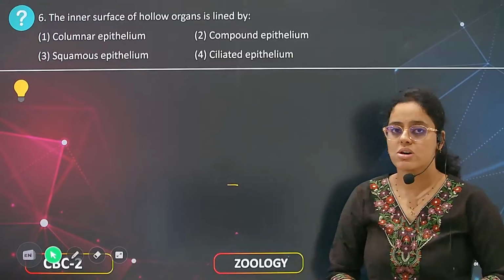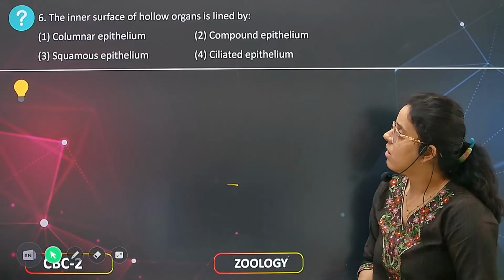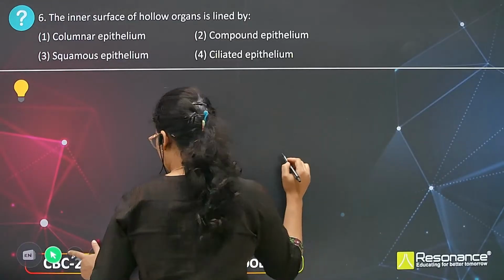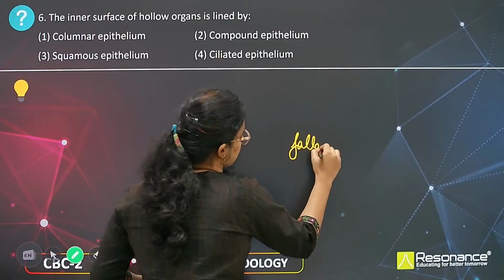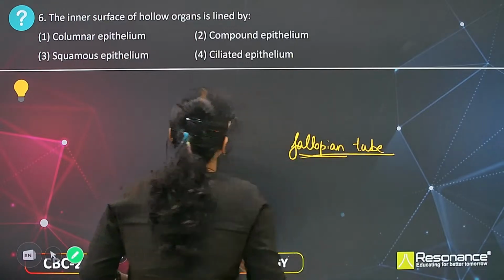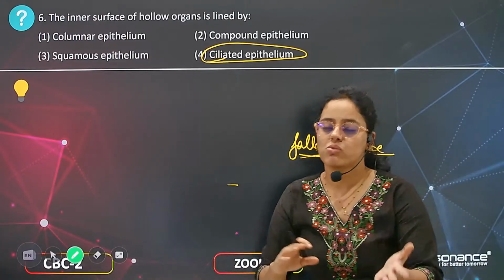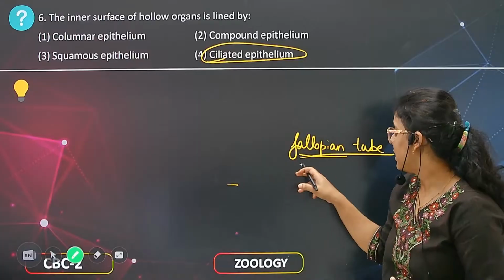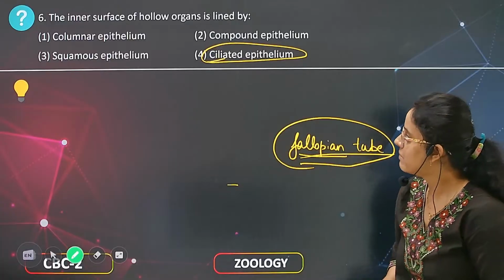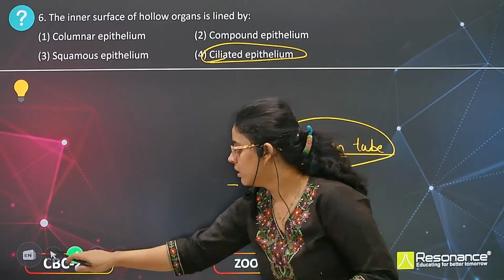The inner surface of hollow organs is lined by columnar epithelium, cuboidal epithelium, squamous epithelium, or ciliated epithelium. The hollow organs like the fallopian tube, ovaries, uterus, vas deferens require ciliated epithelium. Why? For the movement of the ovum or for the movement of gamete-like structures. The inner surface of the hollow organs is basically lined by ciliated epithelium. So here the answer is going to be ciliated epithelium.